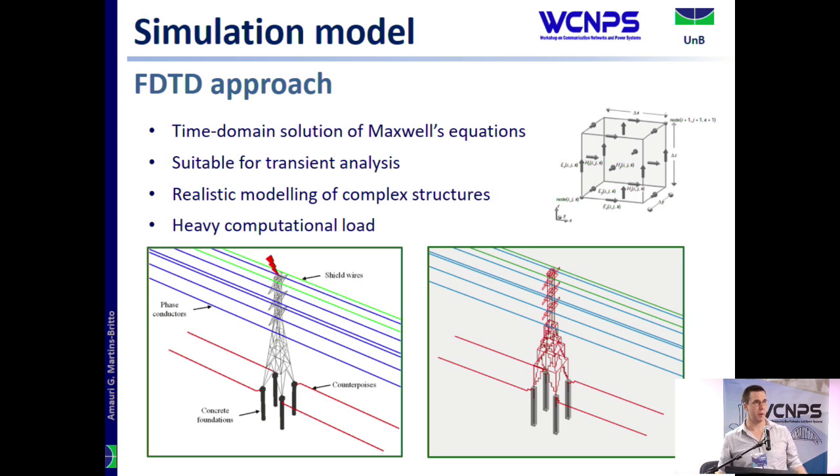We used the FDTD method. I'm not going into the mathematics of the FDTD because it looks like black magic, you know. But basically, what it gives is a time domain solution to Maxwell's equations. We split the domain into very tiny blocks, and we compute the electric and the magnetic fields for every single cell that composes the domain. It is very suitable for transient analysis, and it provides means for modeling realistic installation structures.